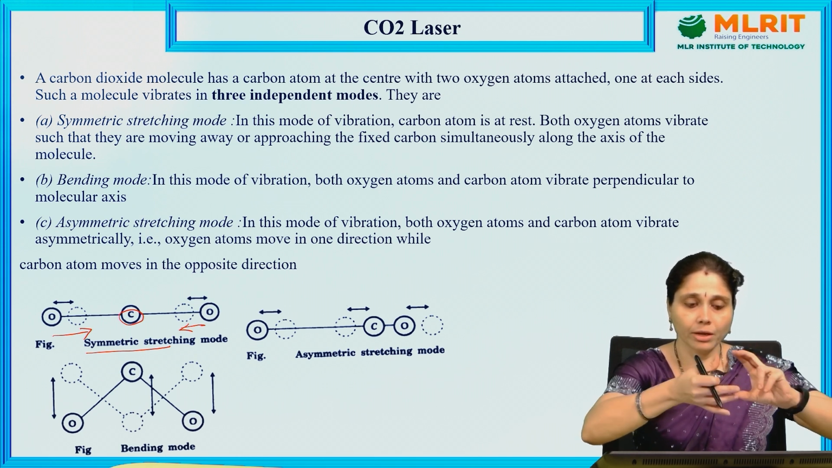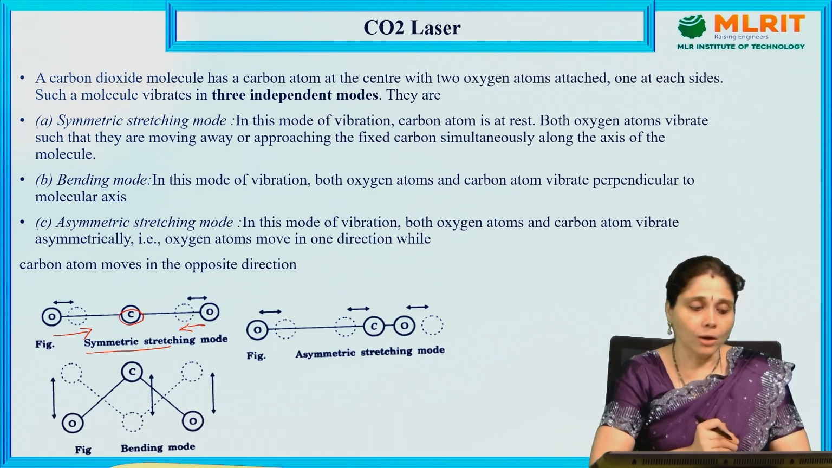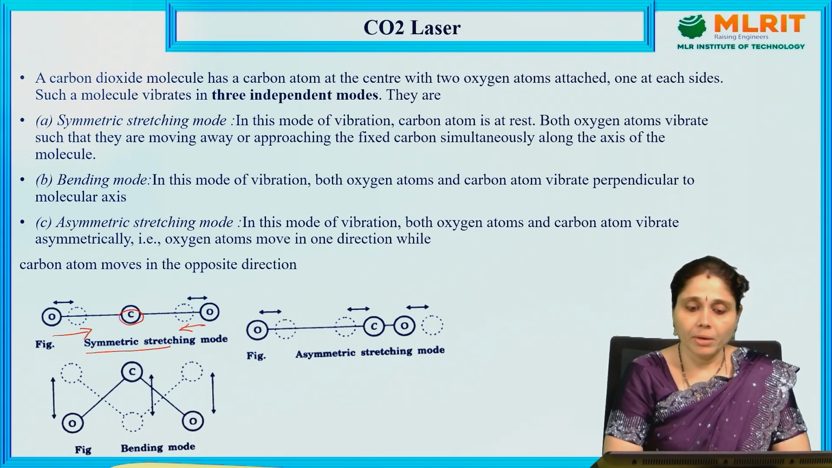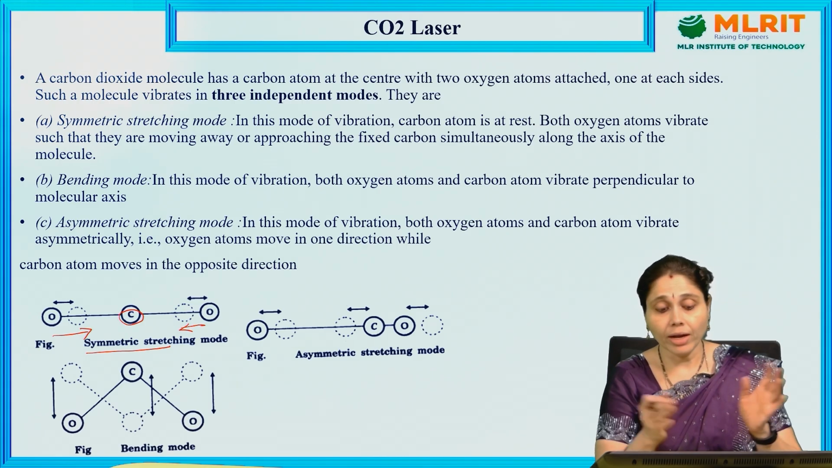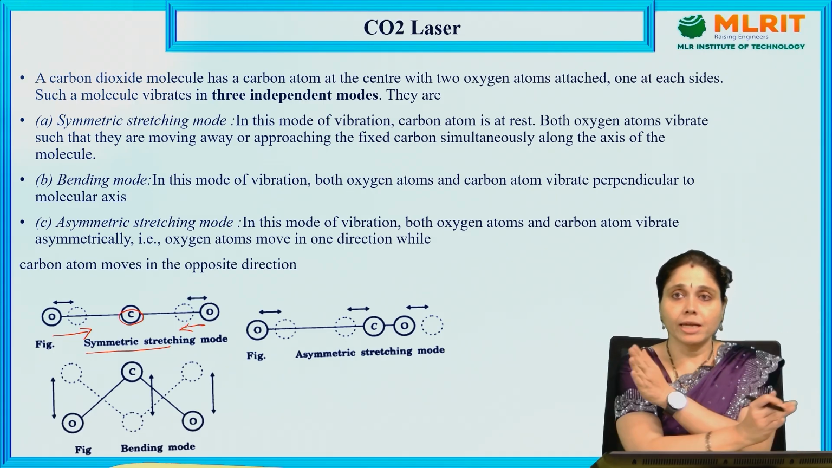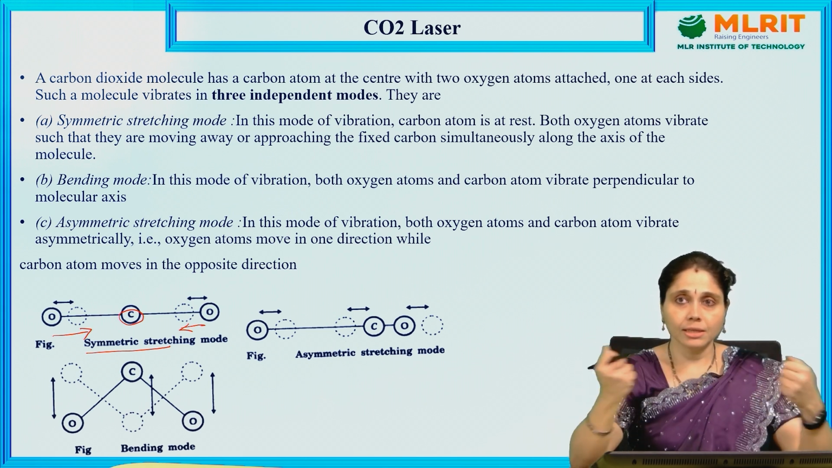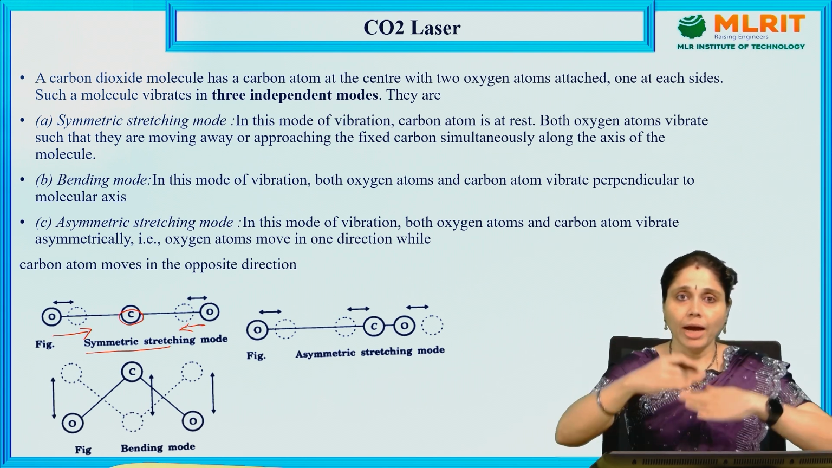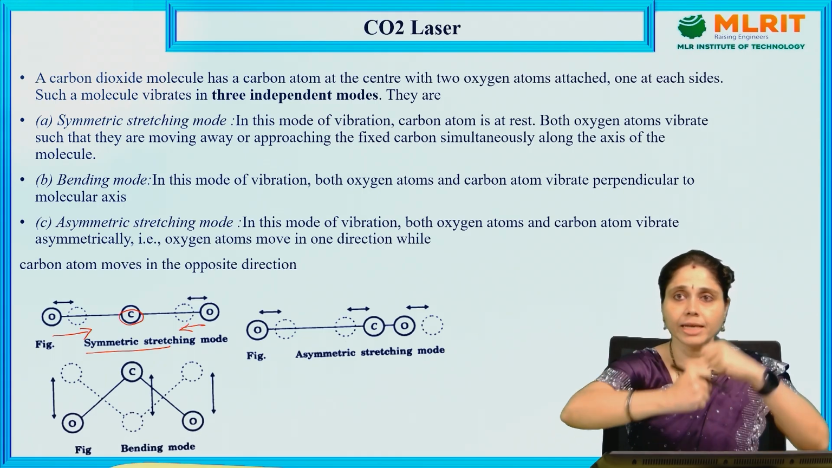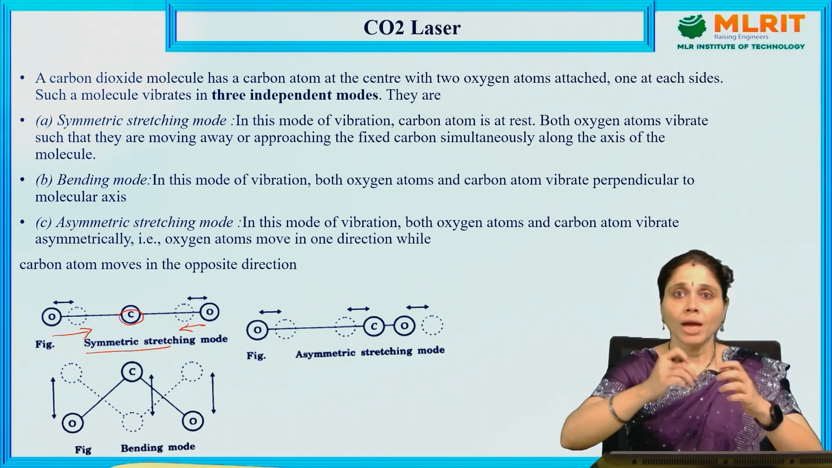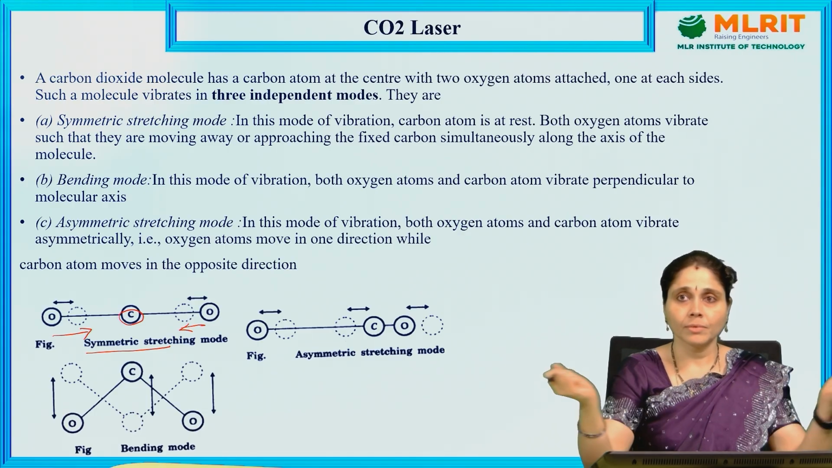Okay, now asymmetric stretching mode. In this mode of vibration, both oxygen atoms and the carbon atom vibrate asymmetrically. That is, the oxygen atoms move in one direction while the carbon atom moves in the opposite direction. So, symmetric stretching happens like this, in bending mode one atom moves in this direction and 2 atoms in the other direction, and asymmetric stretching is like this.